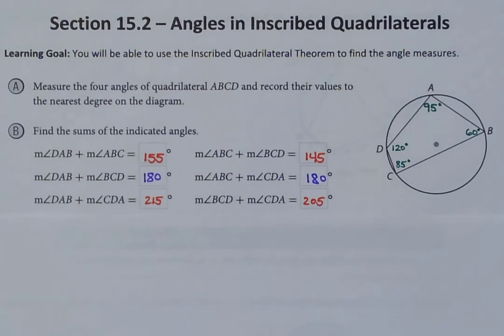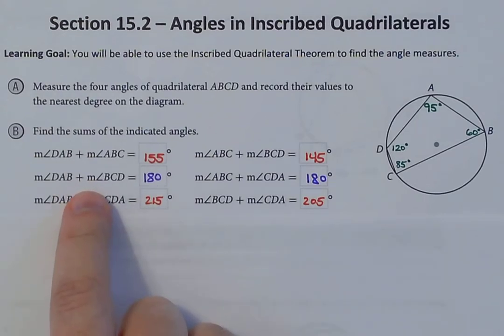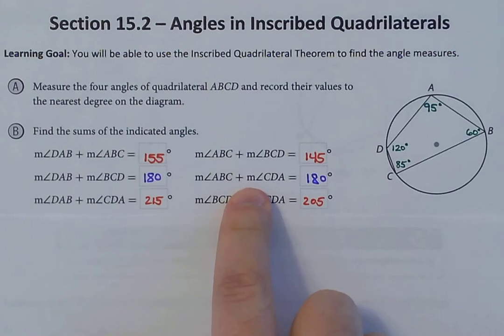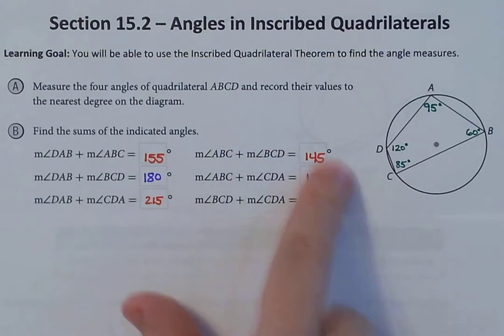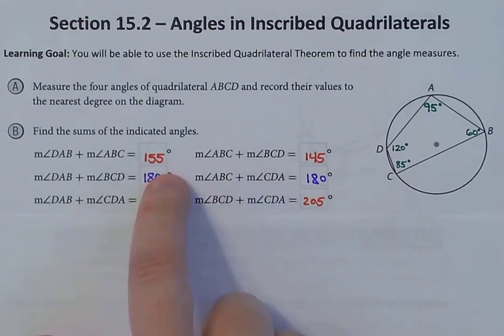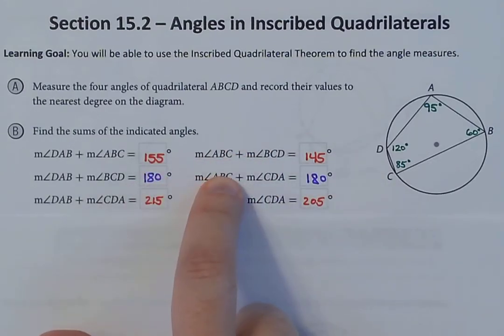And that is, look at the two purple numbers that I wrote down. Okay, 180 degrees is for the measure of angle A plus the measure of angle C, and for the measure of angle B plus the measure of angle D. So all of these are different except for these two, which add up to be 180.